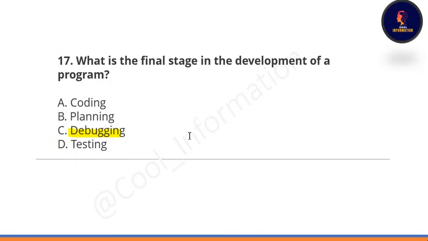What is the final stage in the development of a program? Again, the question is related to the software development life cycle. Options are coding, planning, debugging, or testing. Correct option is option number D, which is testing. Testing is the final stage in the development of a program. After coding, testing is the next step, and this is the final step also.